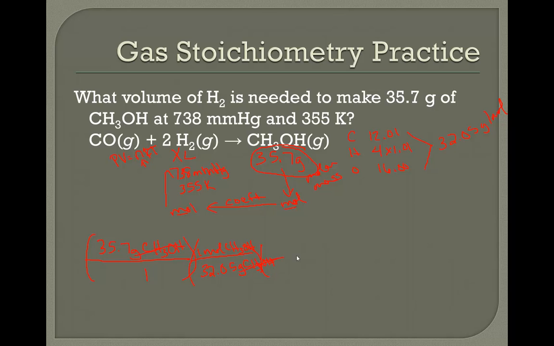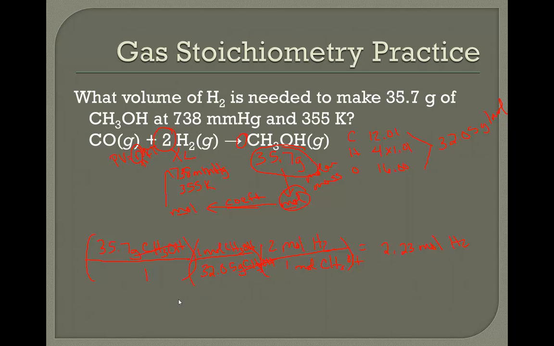Now we're right here in our plan. We're going from moles of one thing to moles of another, and we use coefficients to do that. So we have 1 mole of CH3OH. I know that because that's the coefficient. We're going to H2, so we put 2 moles H2 on top. We're not going to take it any further because we're looking for moles, so we can put it in our PV equals nRT. That equals 2.23 moles H2.